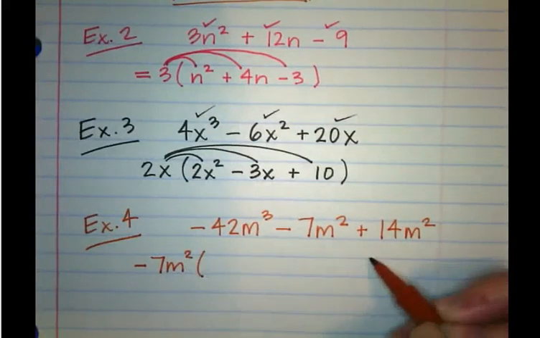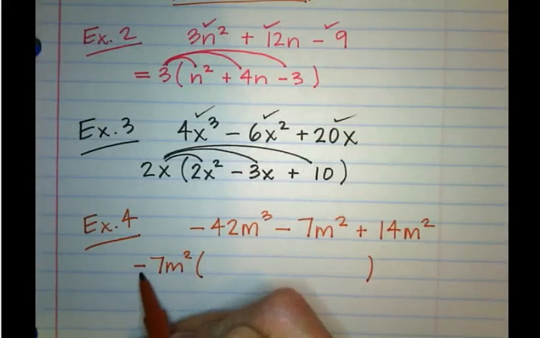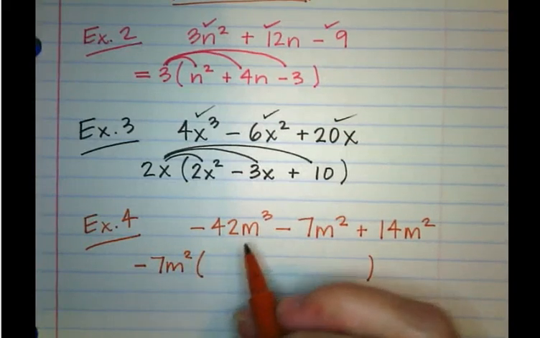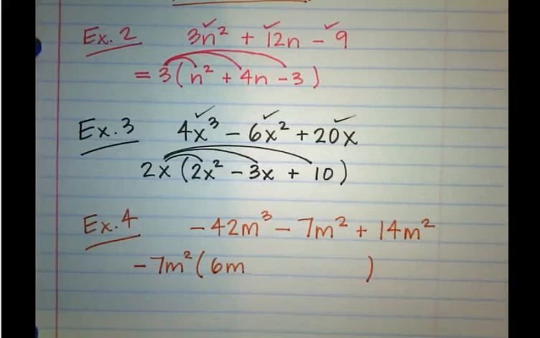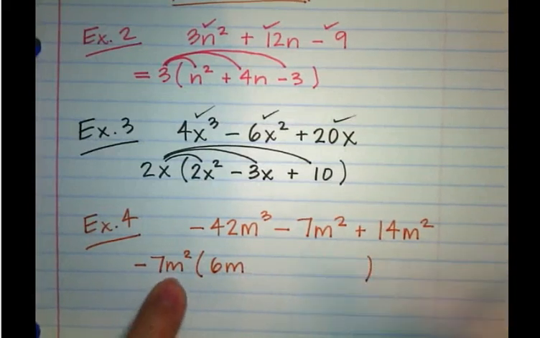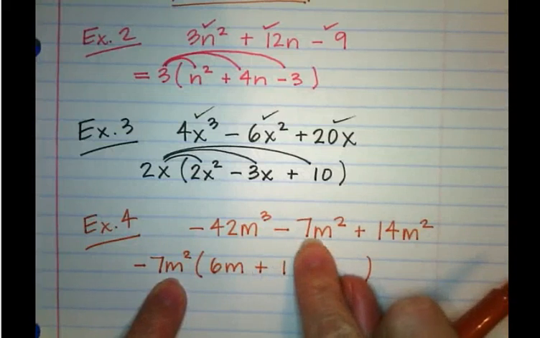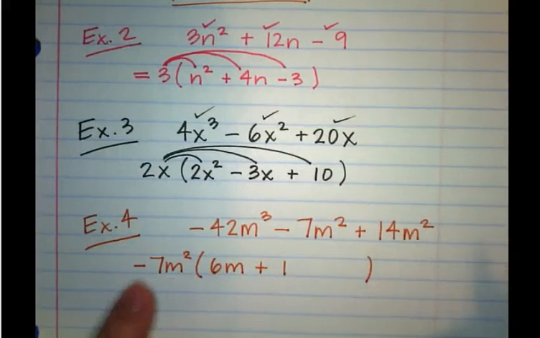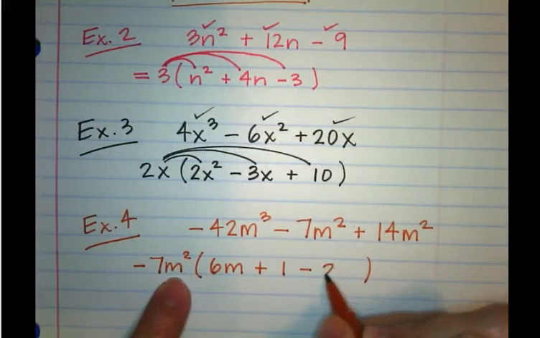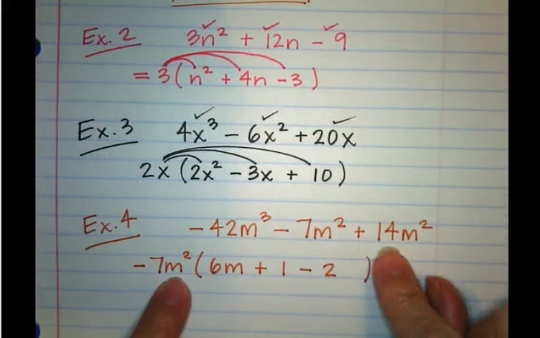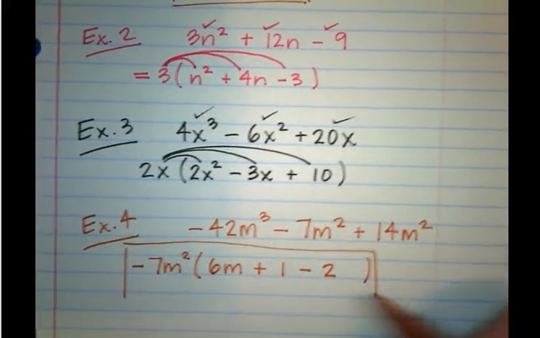So if I want to get back what I started with, I would need to multiply negative 7m squared to a positive 6m. I would need to multiply negative 7m squared to a 1 in order to get negative 7m squared. And I would need to multiply a negative 7m squared by a negative 2 in order to get a positive 14m squared. And so that is the solution.